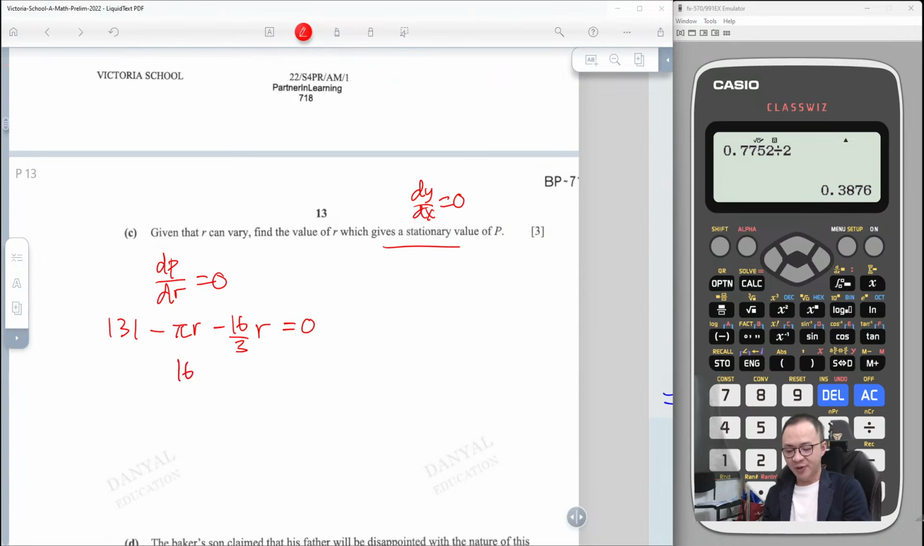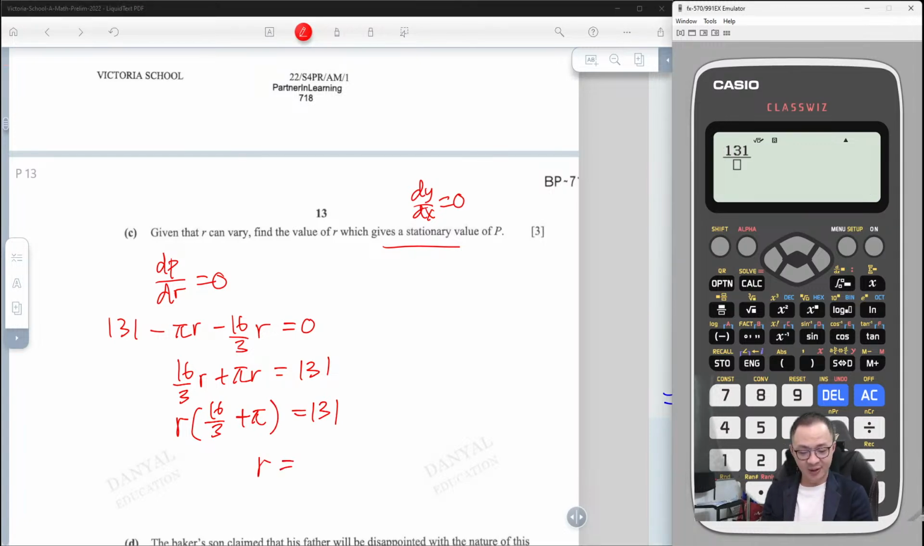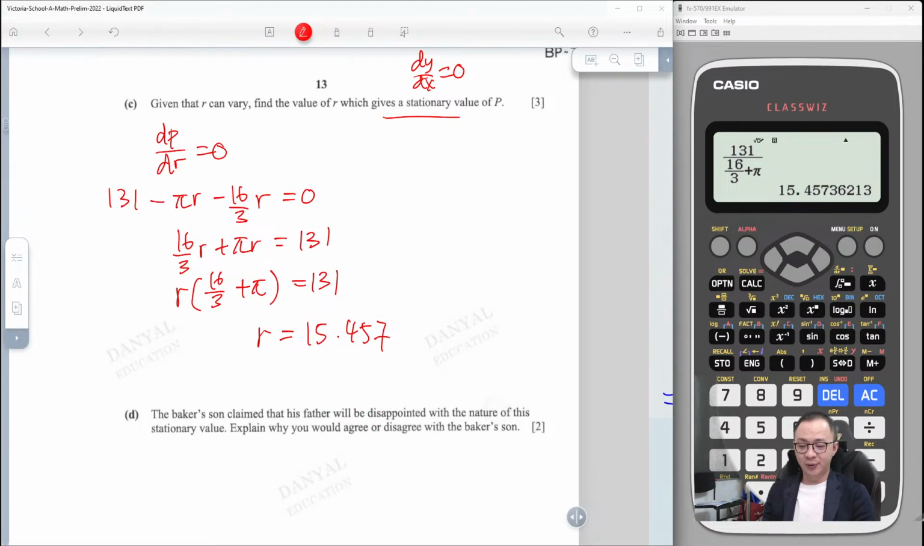So 16 over 3r plus pi r equals 131. Take out the r, and I know the r is 131 divided by 16 over 3 plus pi. So it's 15.457. Okay, they just asked us to find the value of r, right? We're done.